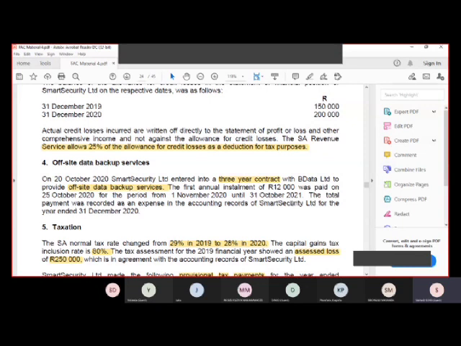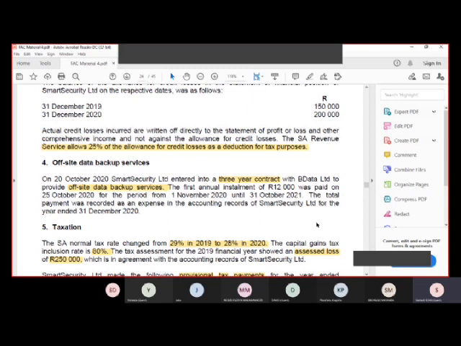Guys, what does this mean? What is our year end? Our year end is 31 December. We have paid 12,000 for 12 months. What does this mean? Because we're going to cover only 2 periods, 1 November to December, that's 2 periods. What will happen to the remainder of the 10 periods? We have a prepaid. So keep that in mind, that we have a prepaid. And when you calculate deferred tax, you need to calculate deferred tax on the prepaid. The total payment was recorded as an expense in the accounting records of Smart Security Limited for the year ended.